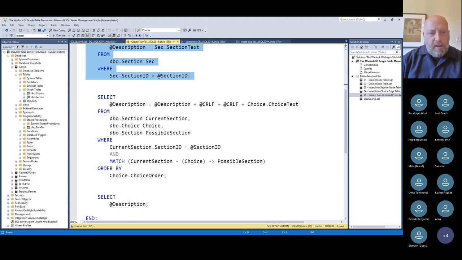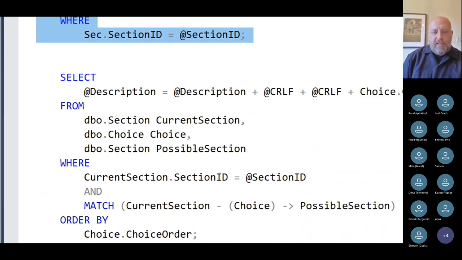And let's look at that a little closer. So we can see that I've got a section, a choice, and a section. And I'm using section twice, so I'm aliasing it. So we've got the current section, which is the paragraph we're reading, and our different choices pointing to one or more possible sections.